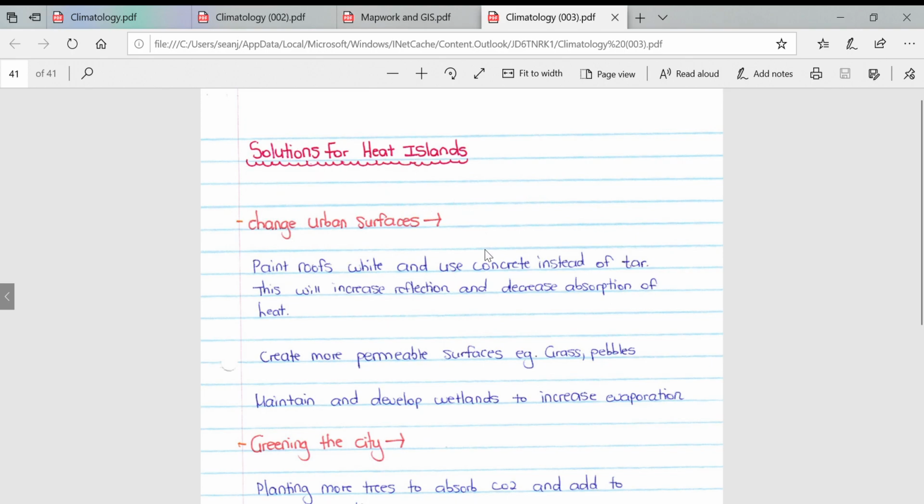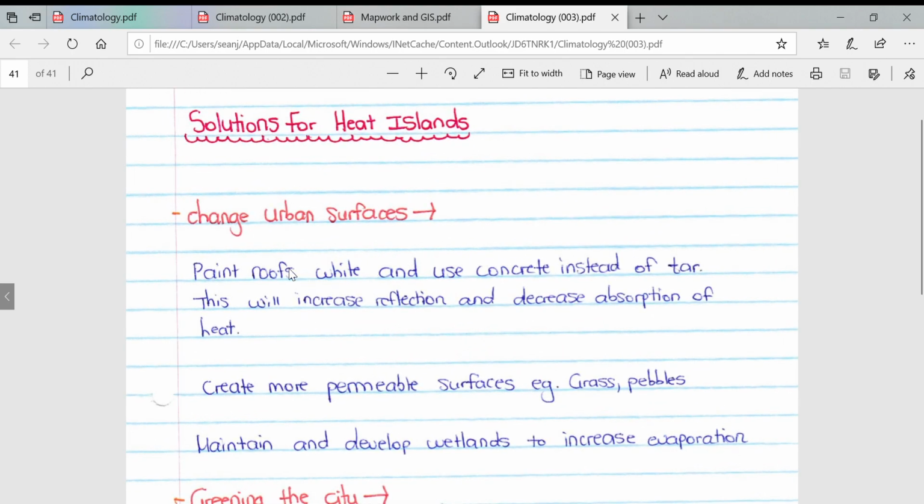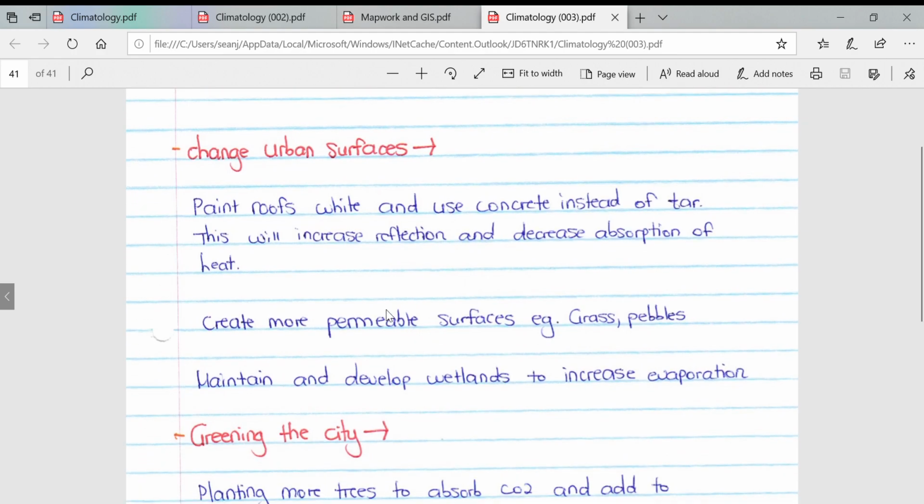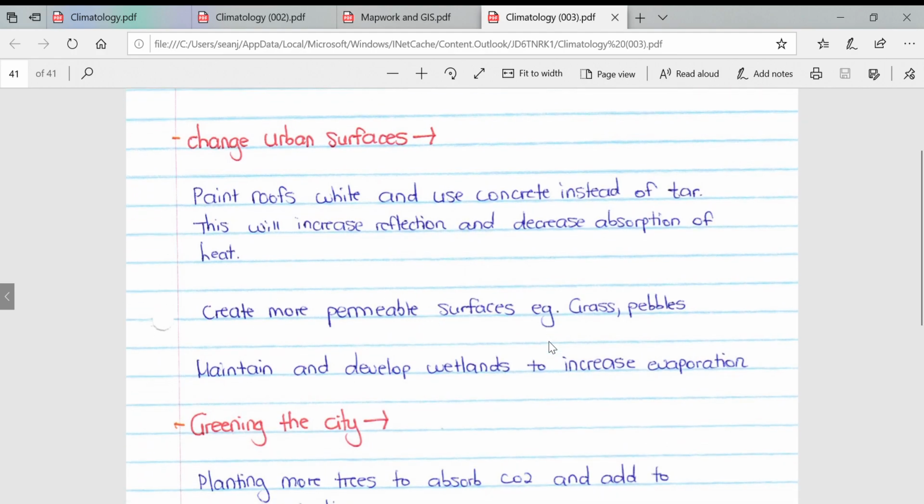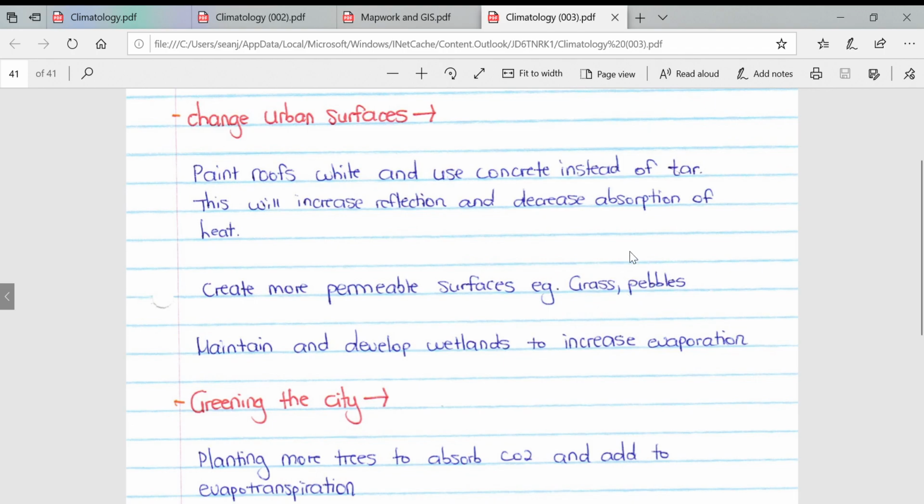Then, following on heat islands are solutions to try and combat heat islands and drastically decrease their severe effects. Change urban surfaces. What we mean by this is paint roofs white and use concrete instead of black tar. This will increase reflection and decrease absorption of heat. Create more permeable surfaces. Plant more grass and pebbles. This will absorb more radiation.